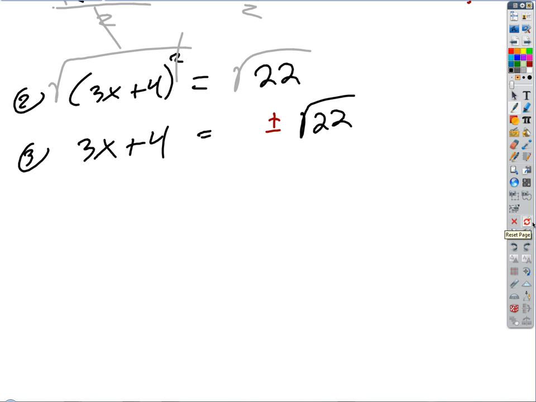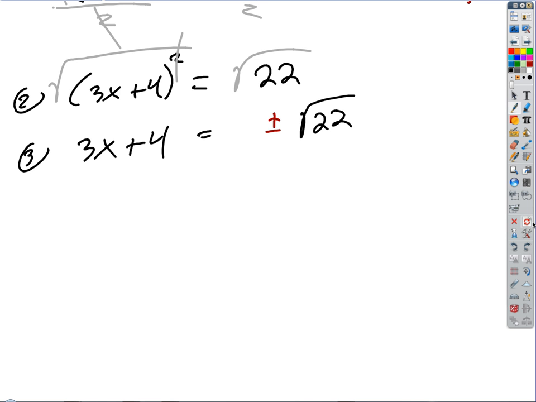Okay, minus 4. Now here's an important step. Everybody watch this very closely, because here's where I can save you some hassle. Now really I've got 2 answers here, don't I? And so technically you might think, okay, well we got to split this up. I've got the equation 3x plus 4 equals positive the square root of 22, or 3x plus 4 equals negative the square root of 22. And I can do that. I can split them up and solve them separately.